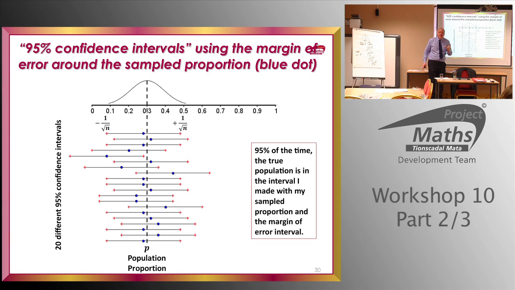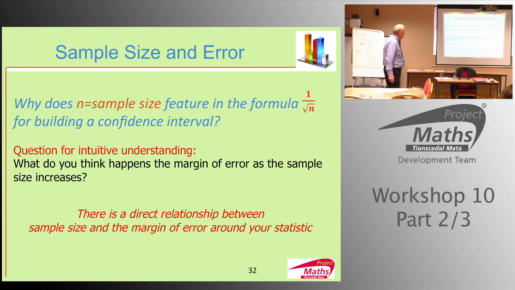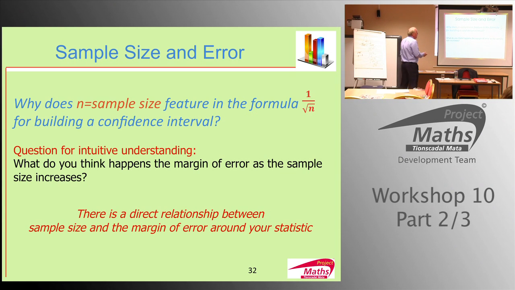Now, the thing about this, lads, is that might be my sample. I won't know. Maybe that was my sample. So that's why I will be 95% confident, but I won't be 100%. Does that make sense?